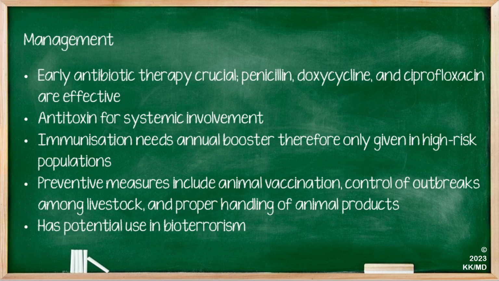The management of anthrax requires early antibiotic therapy, which is crucial. Usually this is with penicillin, but you can also give doxycycline and ciprofloxacin. Antitoxin may be required for systemic involvement. Immunisation needs an annual booster, and therefore this is really only given in high-risk populations.